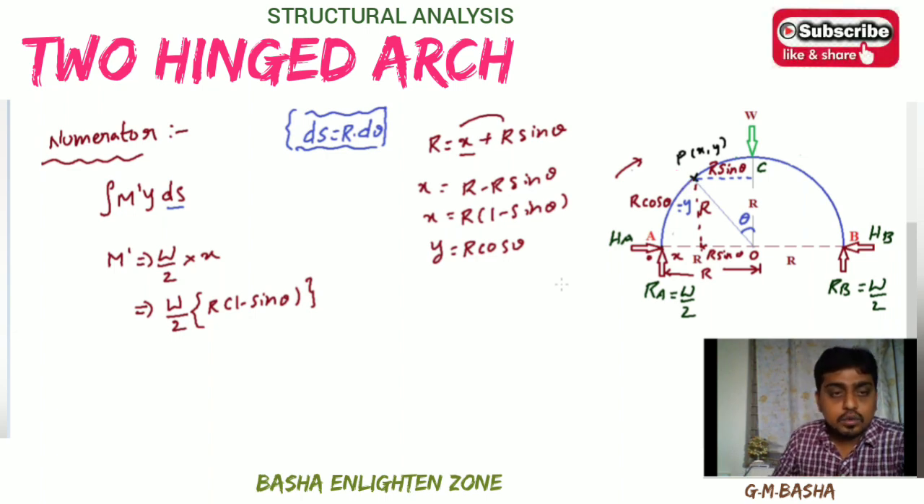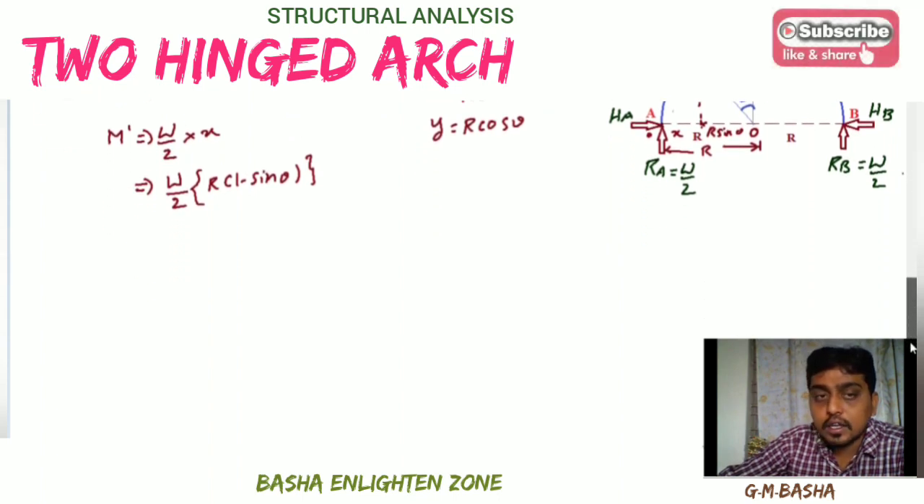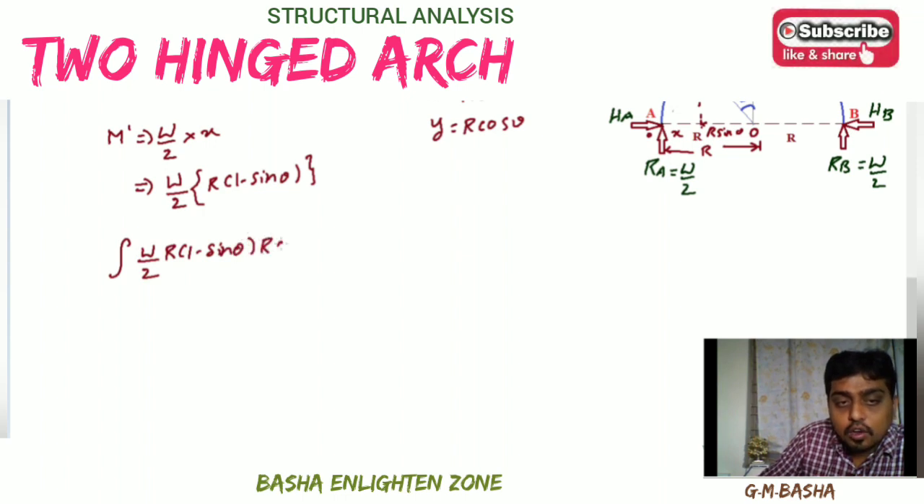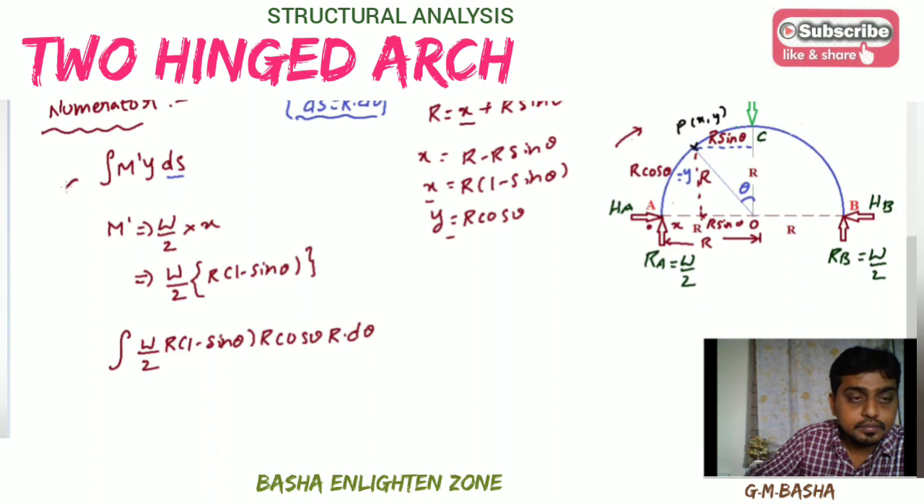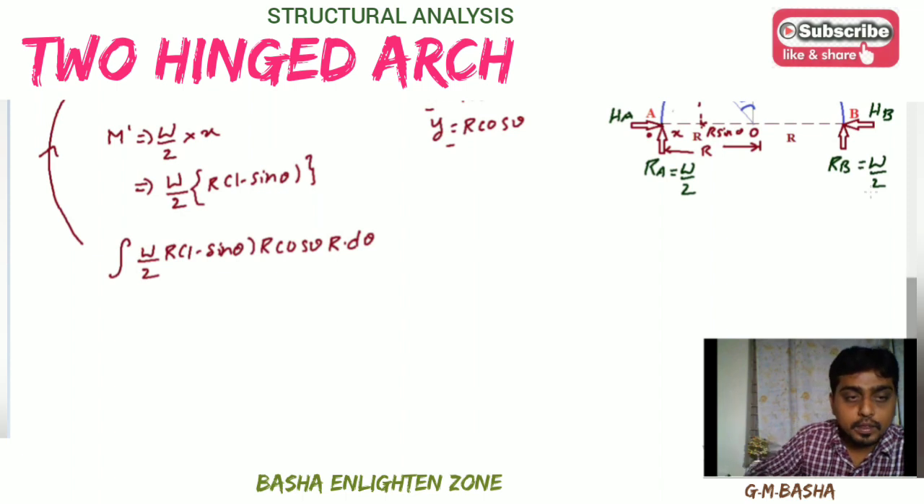So you know all the values, that is M dash, y value and ds value. After that you please substitute and then go for the simplification. See here, integral of, I am substituting the formula, M dash means W by 2 into r into (1 minus sin theta), again r cos theta for y value, x into y, again ds is r d theta. I already told you, you take down all the values and substitute directly in the numerator part. I am substituting directly in this part. Then after that simplify step by step, you will get the answer.